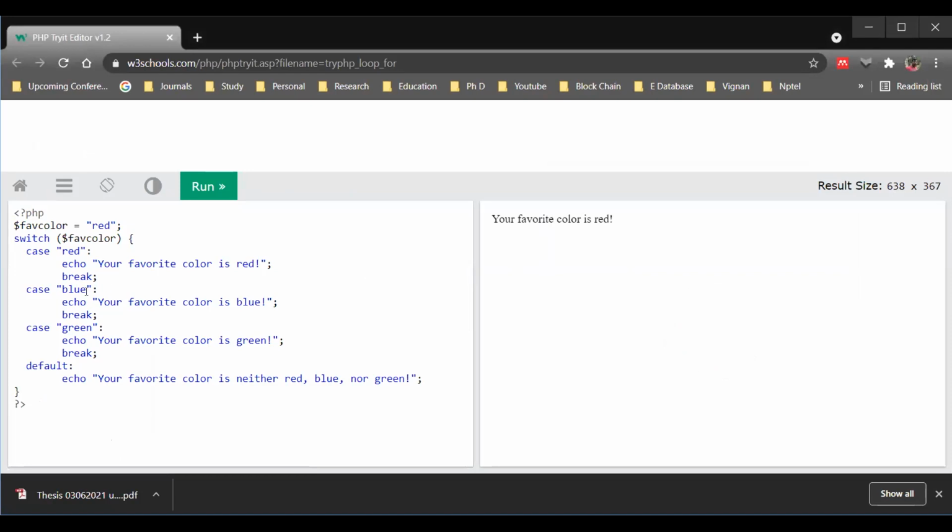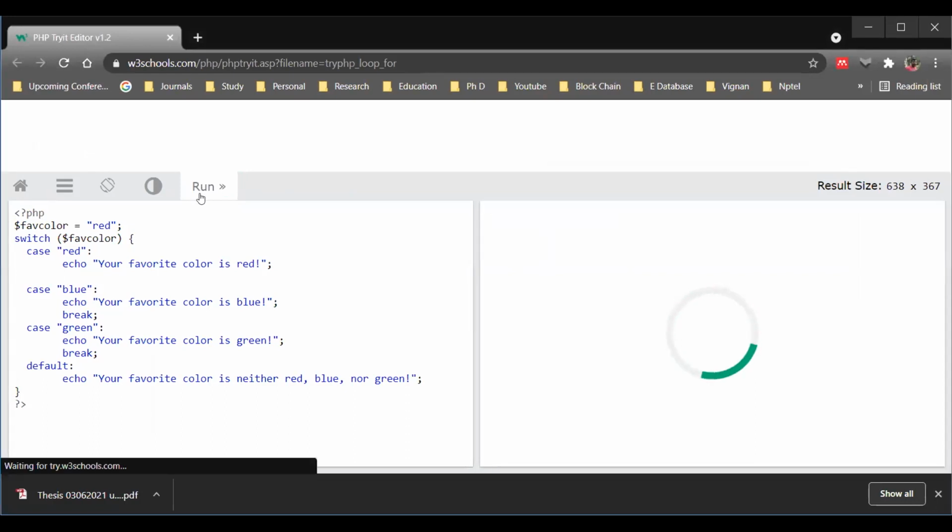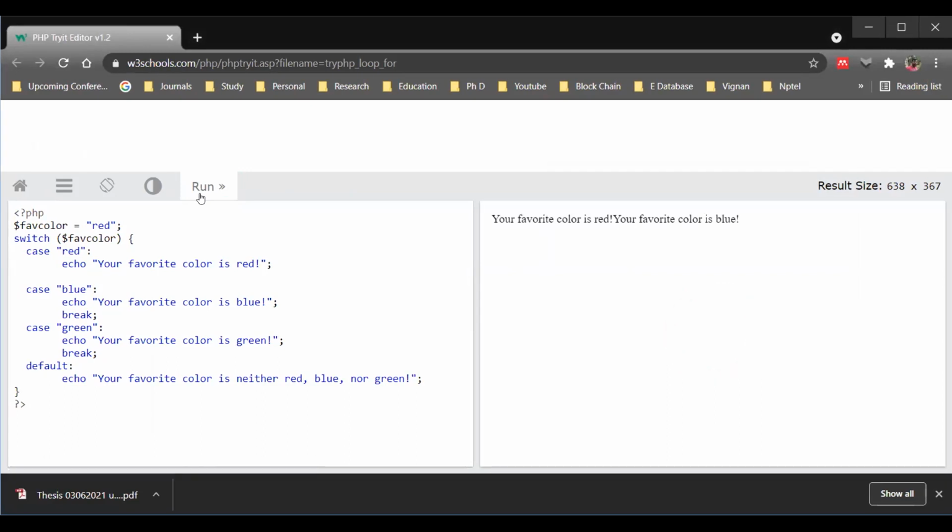So your favorite color is red. For example, I miss this break. What is going to happen? Observe this. Your favorite color is red, your favorite color is blue. So it is not checking the condition, it is automatically printing. Why? Because the case checking only goes until it finds a match. If it does not find any match with any of these, then default is going to be executed. So be careful while writing switch case.